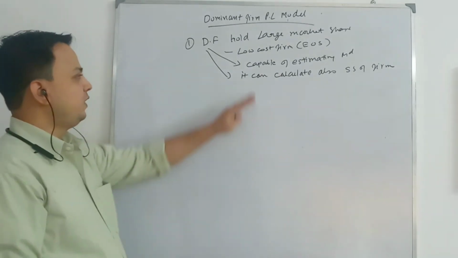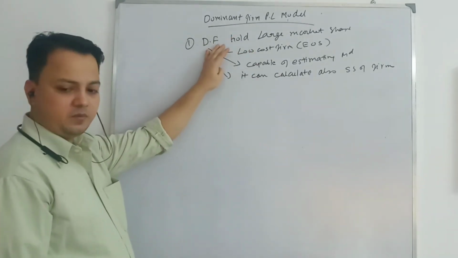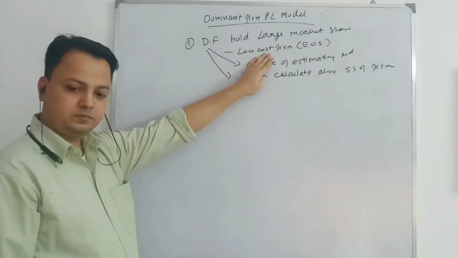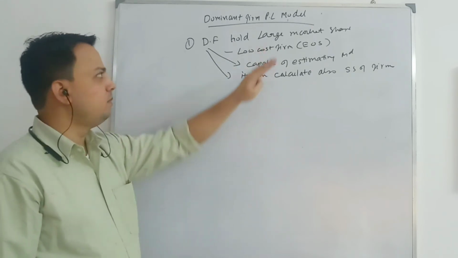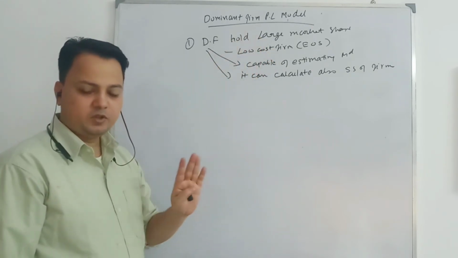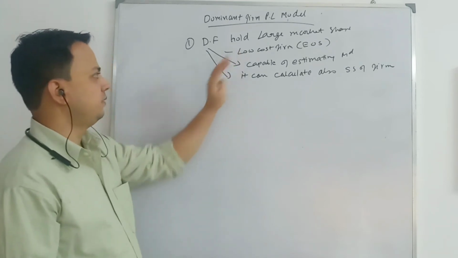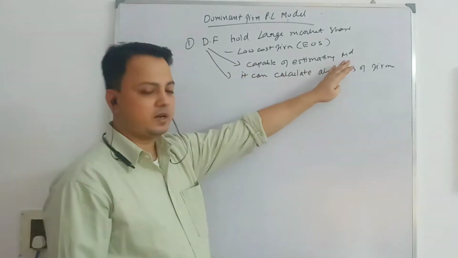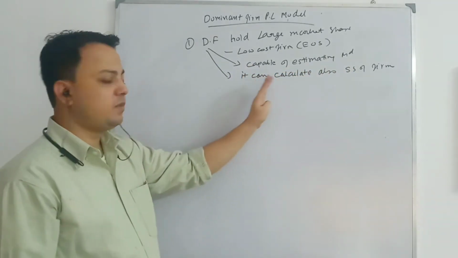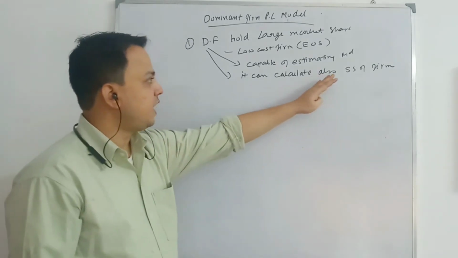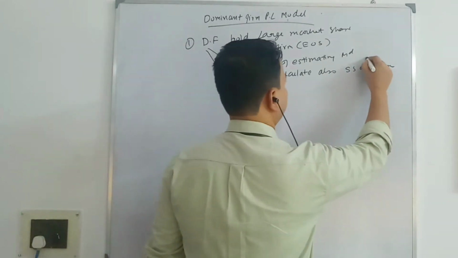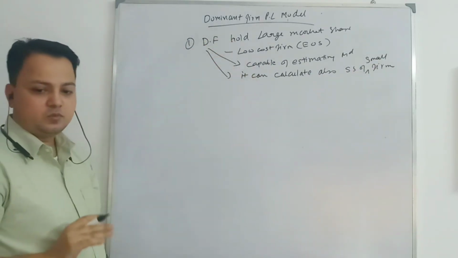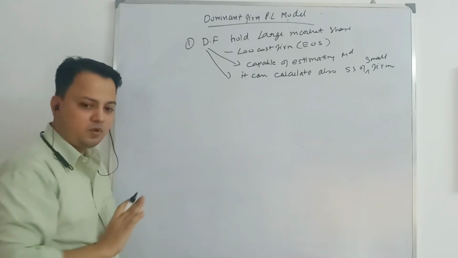So the assumption we have taken is that the dominant firm holds a large market share. The implicit assumption is that it is a low cost firm. Then only will it be able to maintain its dominant position, otherwise it will not be possible. Second, this dominant firm is capable of estimating market demand, and it is also able to calculate or estimate the supply of small firms. Following this assumption, we are going to derive the demand curve for our dominant firm.